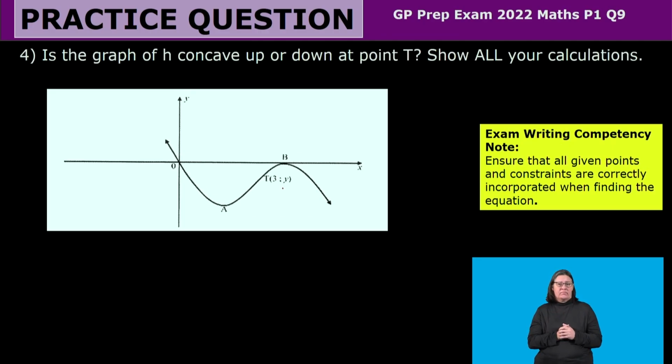All right? Okay. In this question, they say, is the graph of h concave up or concave down at point T? Now remember, whenever we're talking about concavity, we are talking about the second derivative. Okay. Is the graph concave up or concave down? If your second derivative is positive, then your graph is concave up. If your second derivative is negative, your graph will be concave down.